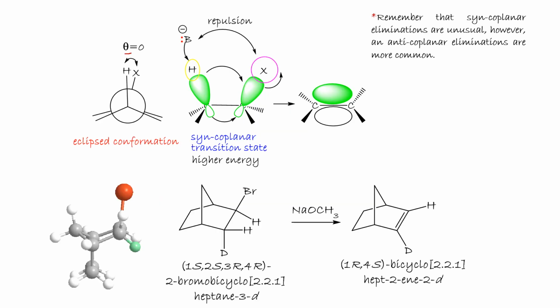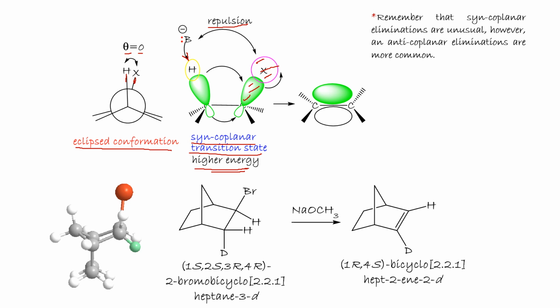When theta, the dihedral angle, equals 0 and the C-H and C-X are in the eclipsed conformation, we call this the syn-coplanar transition state. The base will attack the hydrogen from the same side where you have high electron density of the lone pairs and the sigma carbon-halogen bond. So there is a repulsion, and this transition state will be higher in energy.